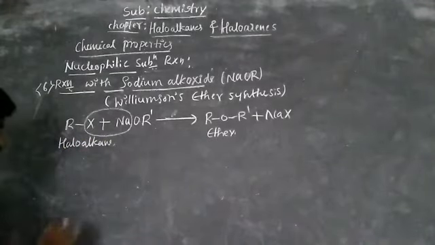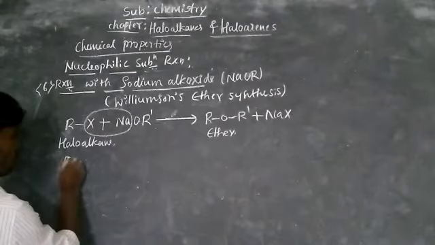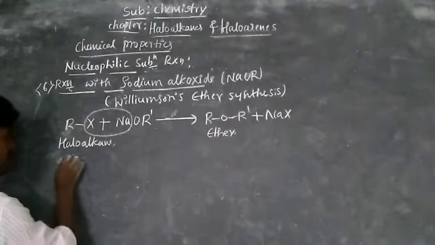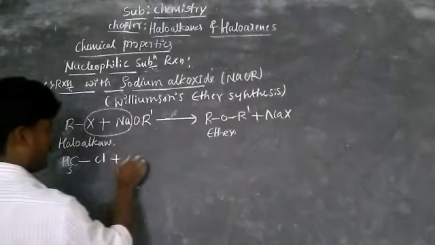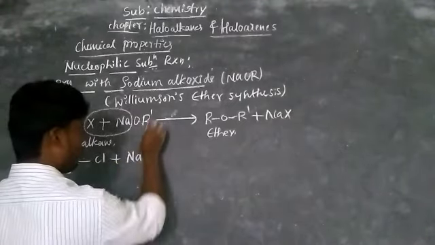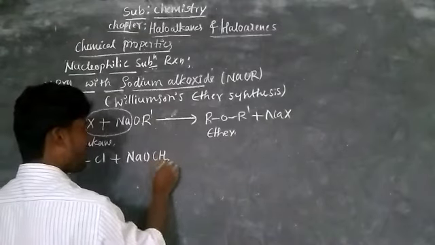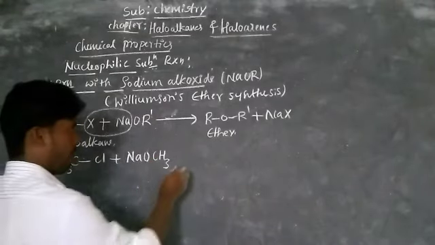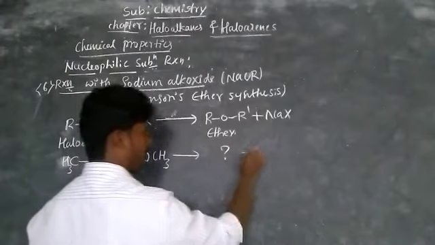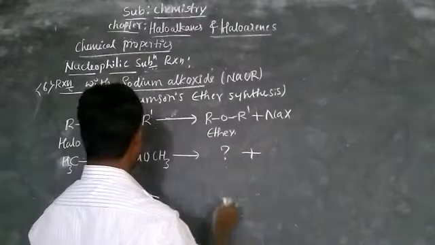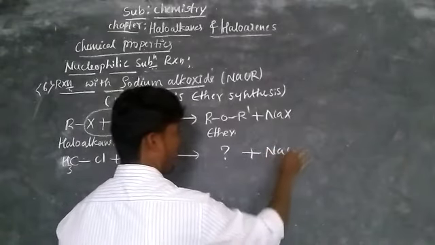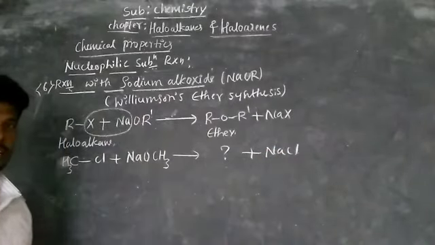Similarly, take this as homework. In place of R, CH3 bond Cl plus NaO, and in place of R' also I write CH3. Take it as homework. What do you get finally? I write here NaCl. Here you should write what you get.